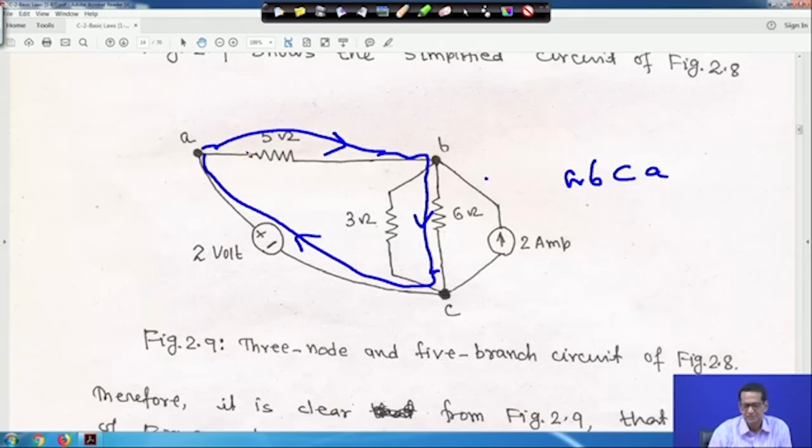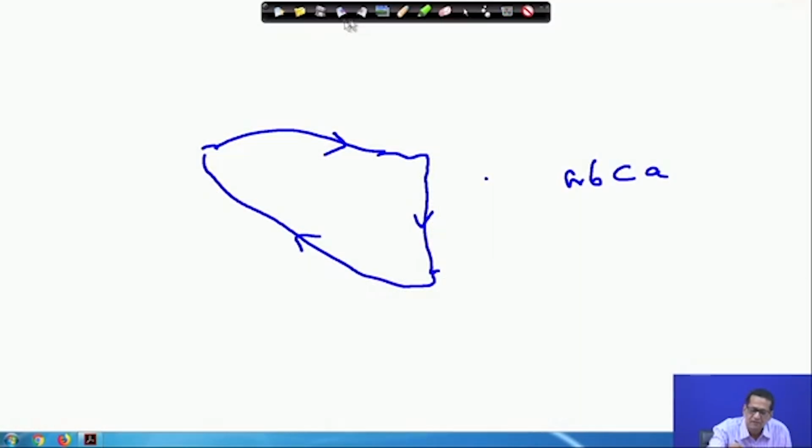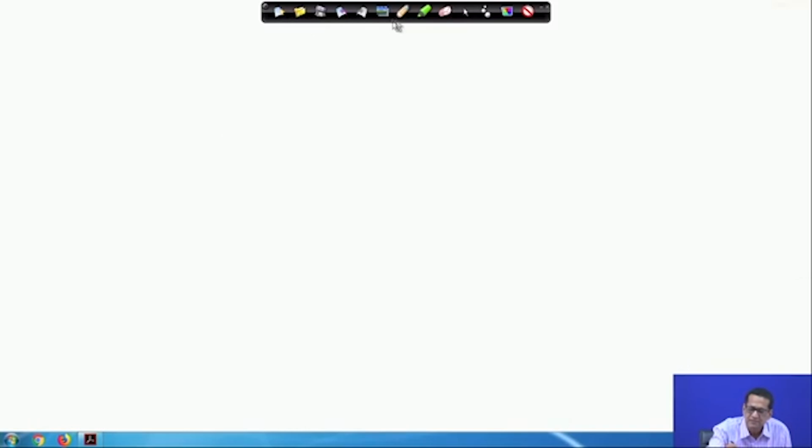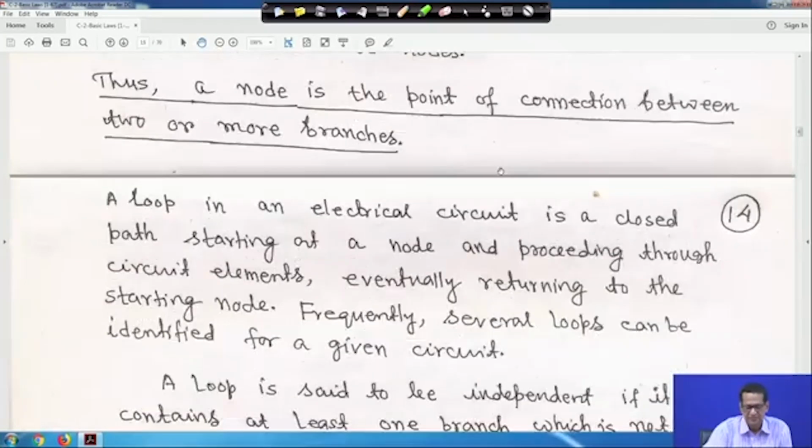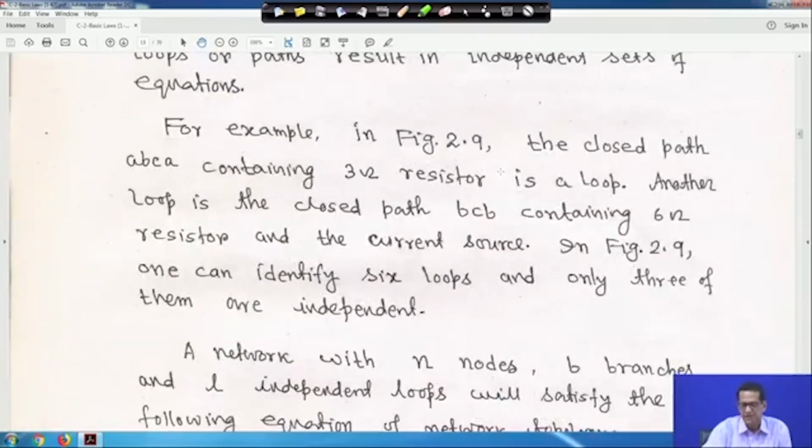So the question is that you have to find out the independent loops. Let me clear it. If you try to find out how many loops there are in this particular circuit, figure 2.9, you will find 6 loops, but 3 of them are independent loops. Now the question is, what is an independent loop?